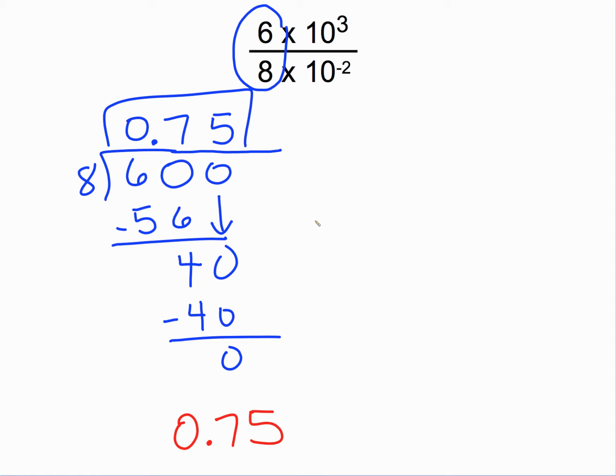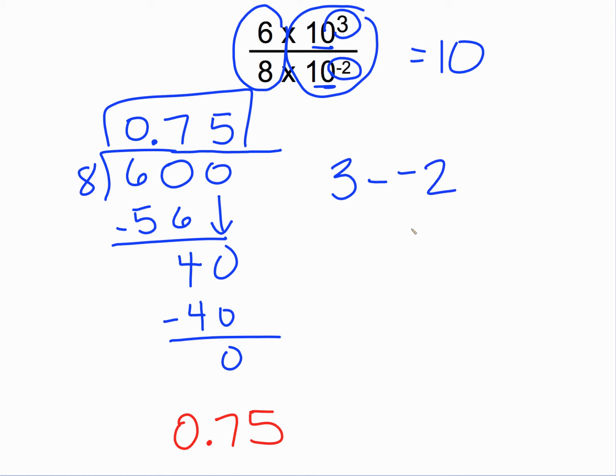And now I've got to take care of the powers of 10. So I'm taking 10 to the 3rd divided by 10 to the negative 2nd power. Remember, when you're dividing powers with the same base, they both have a 10. My base will stay as a 10, and I subtract 3 minus negative 2. Listen to what I said. 3 minus, I have to subtract them, and then negative 2.